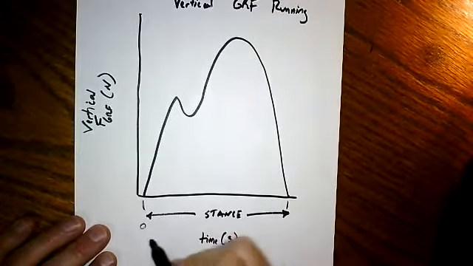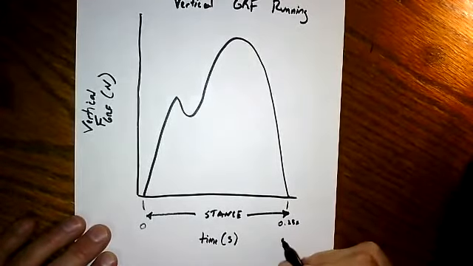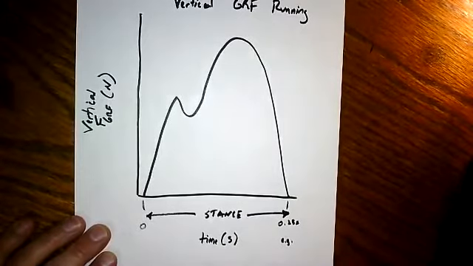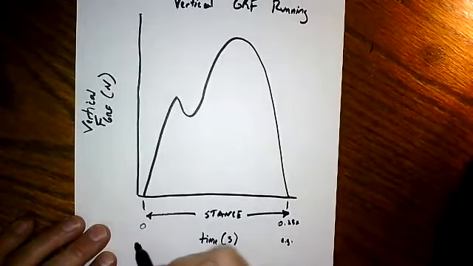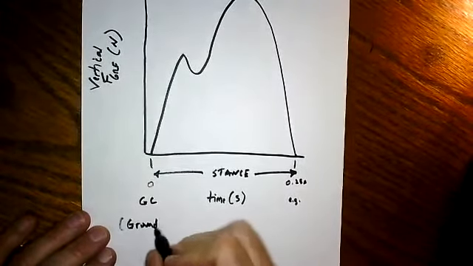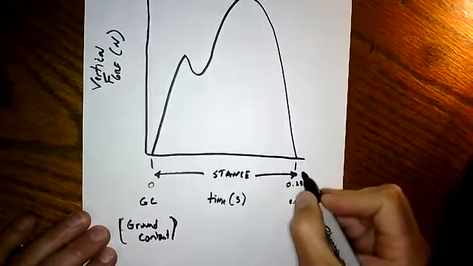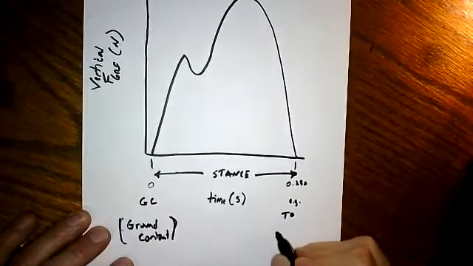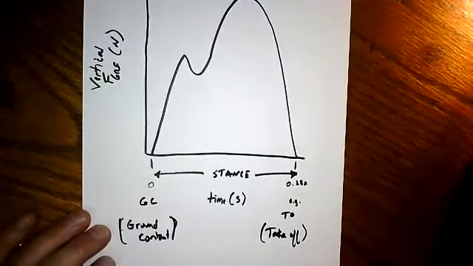So I'll put 0 here, and I'll put 0.25 seconds just as an example, just to give you a sense of how short this period of time is. The foot strikes the ground here. The foot leaves the ground over here. So we would call this ground contact, GC, and then over here, we would have takeoff or toe off. Either way is fine, and I go back and forth on both of those.